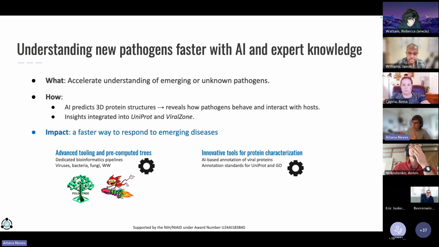Regarding the focus on developing innovative technologies to understand pathogens better, we will focus principally on using AI tools to accelerate the understanding of emerging or unknown pathogens. Here there are two aspects. One of them, more to the right here, is to take advantage of current AI-based models, notably to predict protein structure in 3D, to annotate unknown viral proteins thanks to protein structure homology.